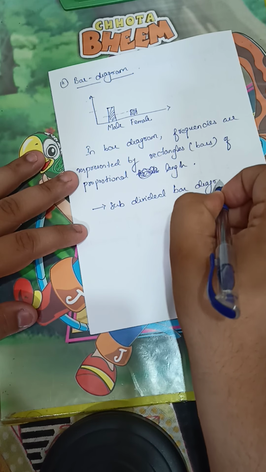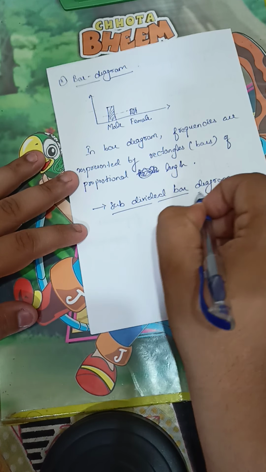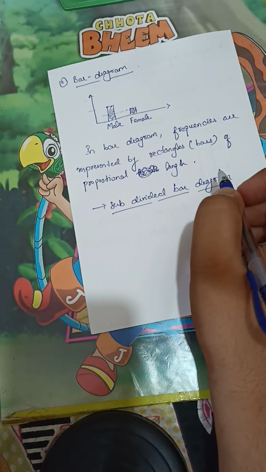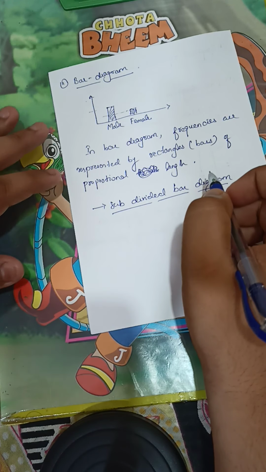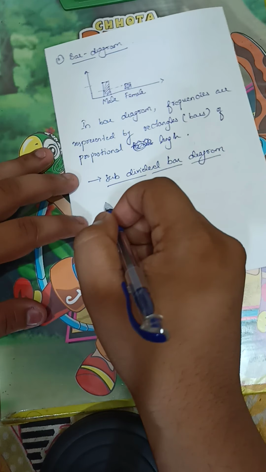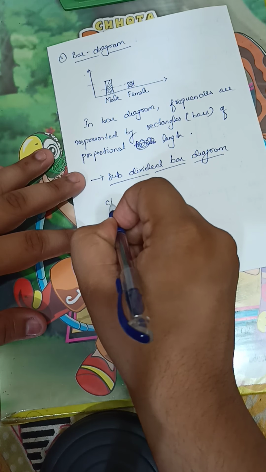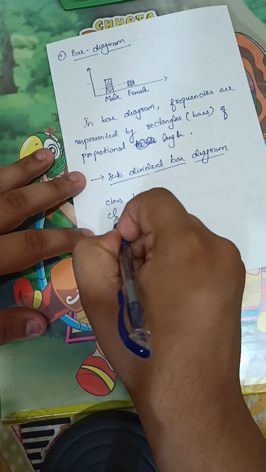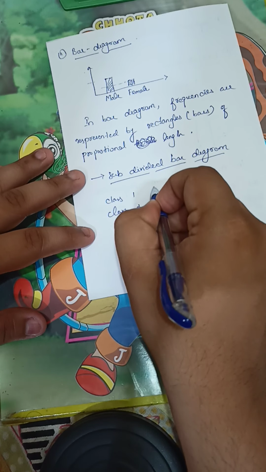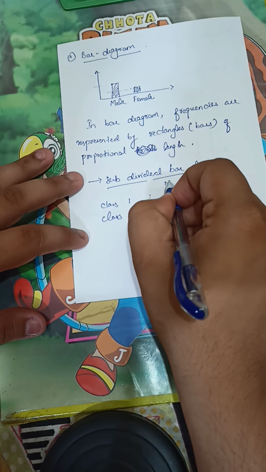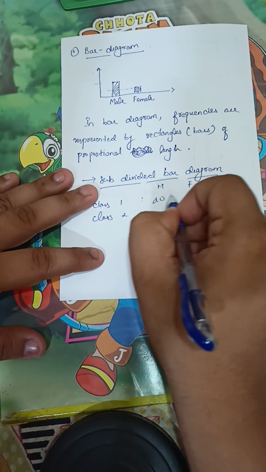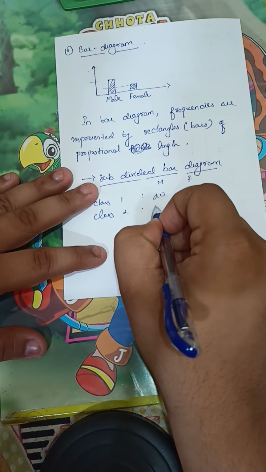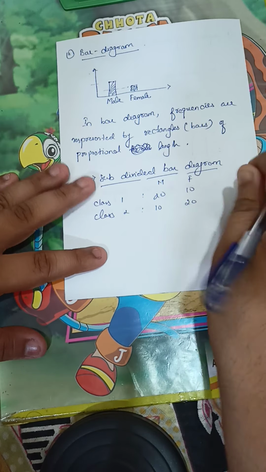So we will explain with an example. What is the concept of what we say is a subdivided bar diagram? Suppose that I have two classes, class 1 and class 2. In class 1 and class 2 I have students, female and male. Here I have 20 and 10, whereas here I have 10 and 20. So I have to represent this.